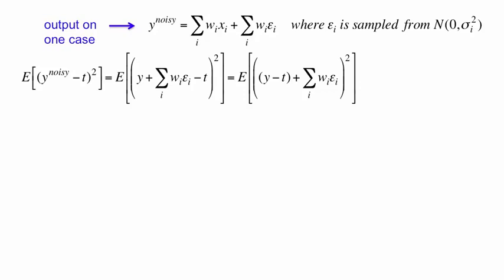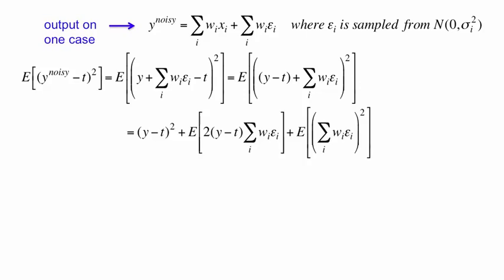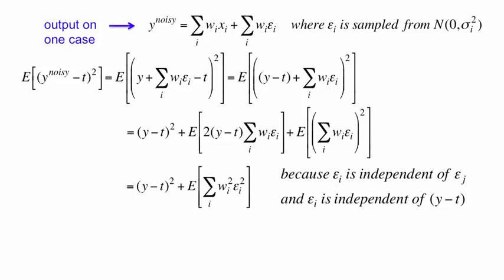So if we substitute the equation above for y noisy, we need the expectation of y plus the sum over all i of wi epsilon i, minus t, squared. So when we complete the square, the first term we get is y minus t squared, and that's not inside an expectation bracket because it doesn't involve any noise. The second term is the cross product of the two terms above, and the third term is the square of the last term. Now that equation simplifies a lot. In fact, it simplifies down to the normal squared error plus the expectation of wi squared epsilon i squared summed over all i. The reason it simplifies is because epsilon i is independent of epsilon j.